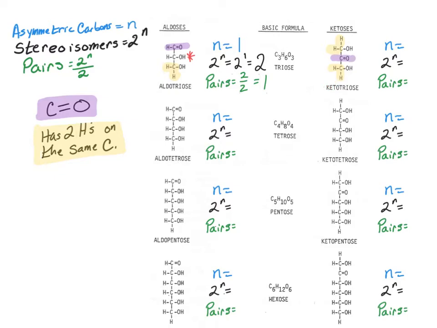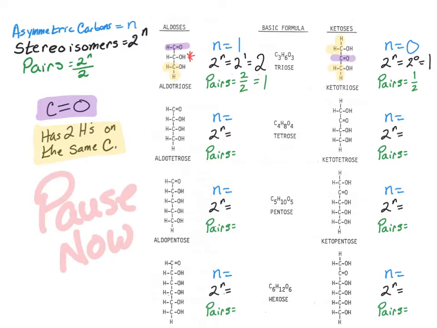And that means that in the ketotriose there are 0 asymmetric carbons. That means the number of stereoisomers is 2 to the power of 0. Everything to the power of 0 is 1, not 0, but 1. So there is one type of molecule that has this structure, and it is this ketotriose. And then we want to know how many pairs there are, and that would be half a pair. I would not ask that on an exam, just letting you know that's how you would do it. Now you can go ahead and try the rest of them. Pause the video while you do them, and then turn it back on, and I'll go over them.